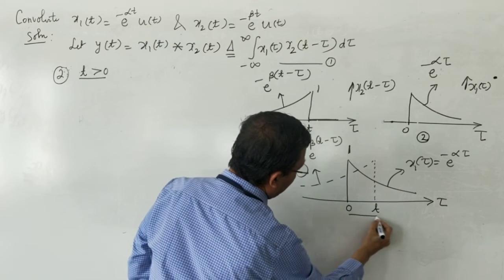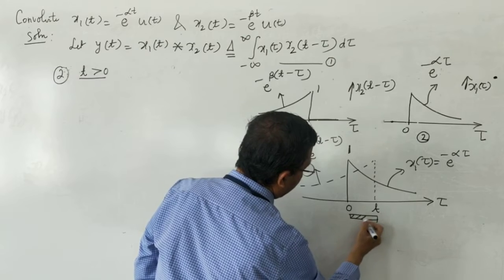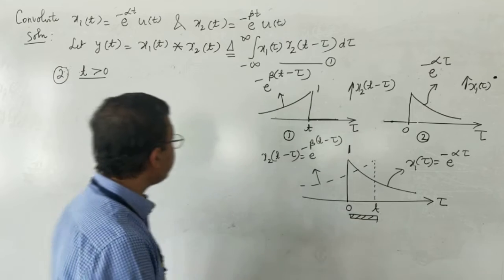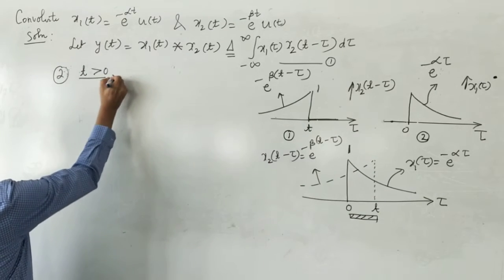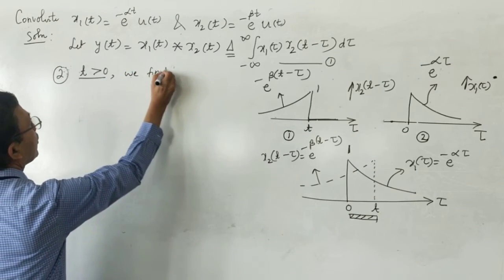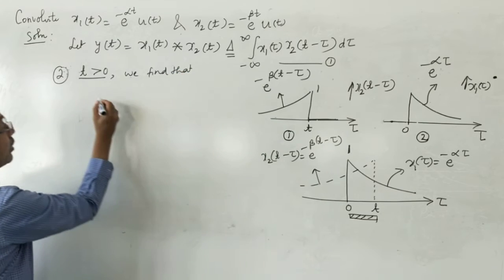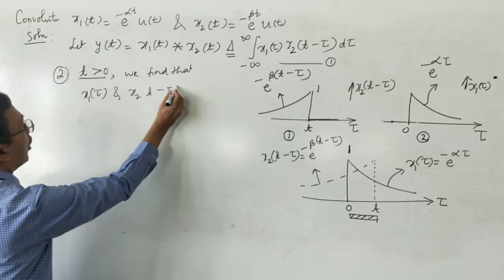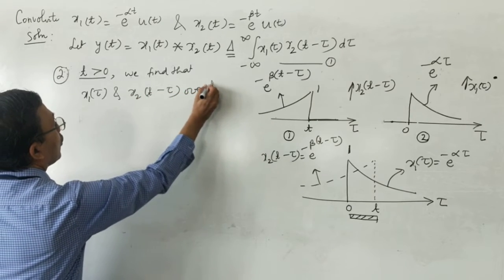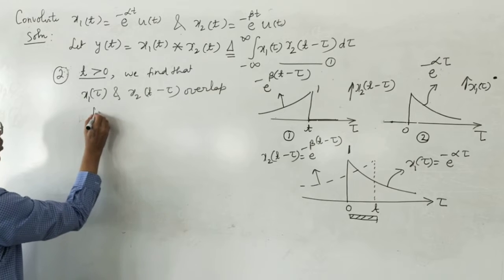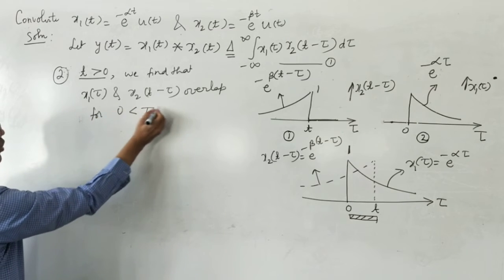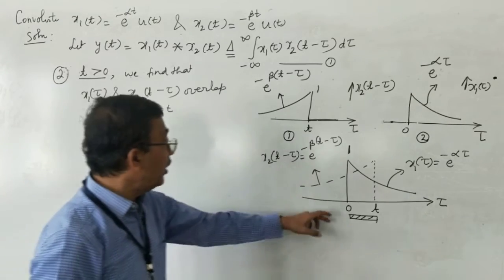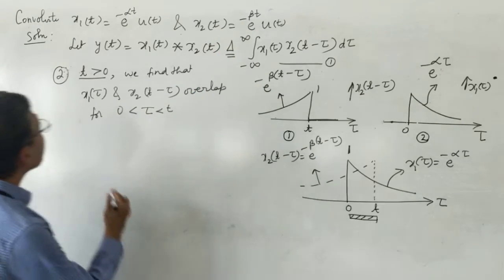The overlap is between 0 and t. By overlap, what I mean is both the figures are present simultaneously. This is the overlap. For t greater than 0, we find that x1 of tau and x2 of t minus tau overlap for tau varying from 0 to t. This overlapping region is very important because it decides the limits of integration.